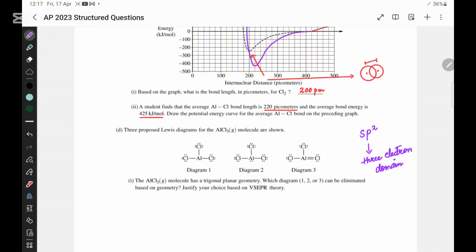That is going to be the right diagram. And the one which is not having 3 electron domains, that is going to be different. So if you see here, that is sp2, 3 electron domains, that is absolutely fine. But if you see diagram 2, this lone pair is representing sp3. So it is having sp3, which is not representing trigonal planar geometry, and this is also representing sp2. Double bond is having sp2.